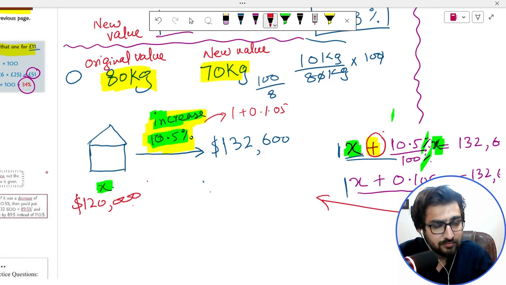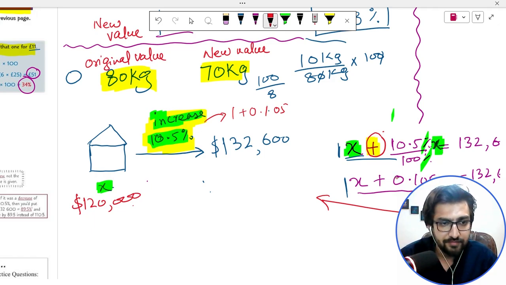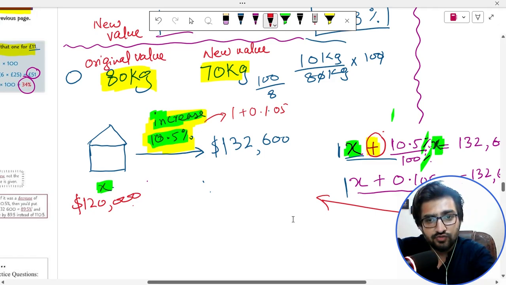If it says increase, like 10.5% increase, you need to write plus there. The method is the same, everything is the same. You need to write percent divided by 100 and equal to the new price. If it says decrease, write minus here and then solve it on the same method. You will get the original value. So this is how you solve these questions.